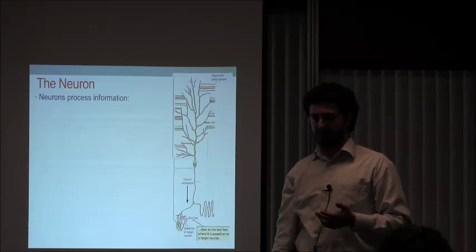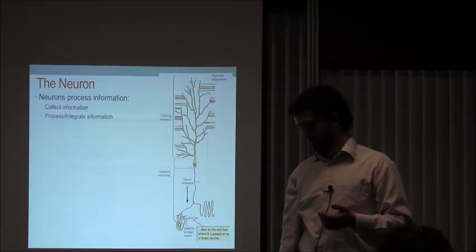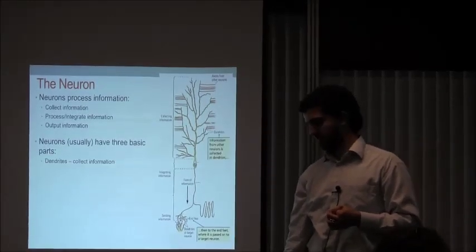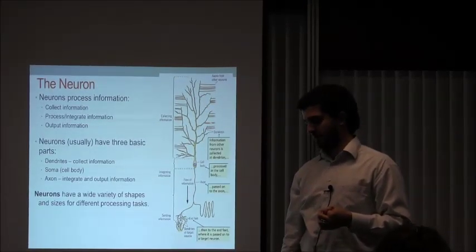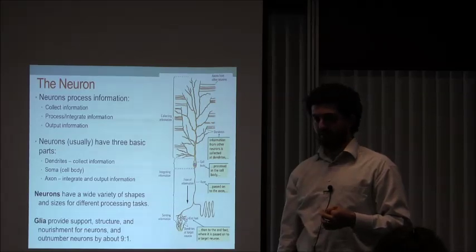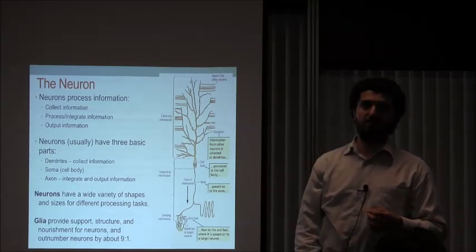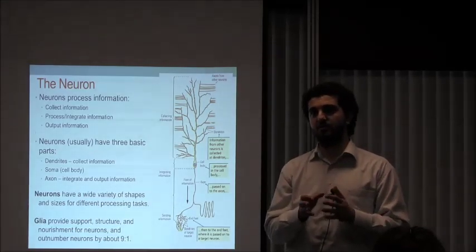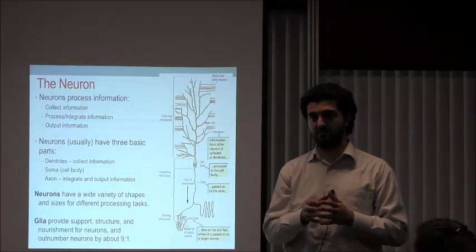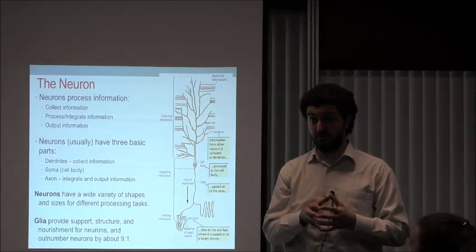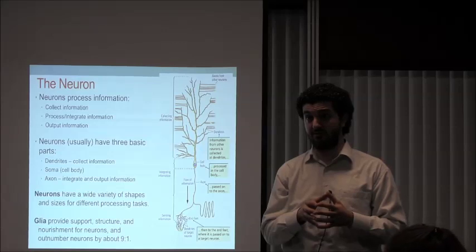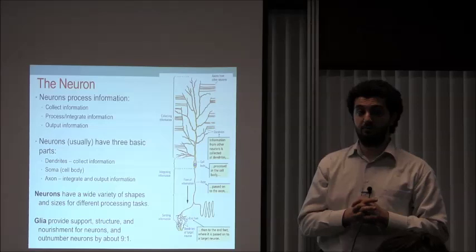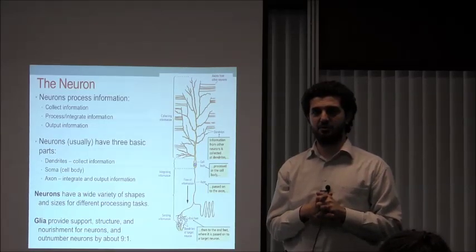What we agree upon so far is that neurons process information. They collect, they process, and they give output. We spoke about the three basic parts, and they have a wide variety of shapes. Are neurons the only type of cells present in the central nervous system? No. What are other types of cells that are present in the central nervous system? Astrocytes. Glia cells in general. What else? Okay, let's go a little bit beyond the book.